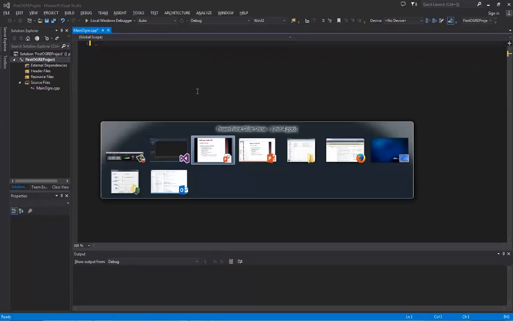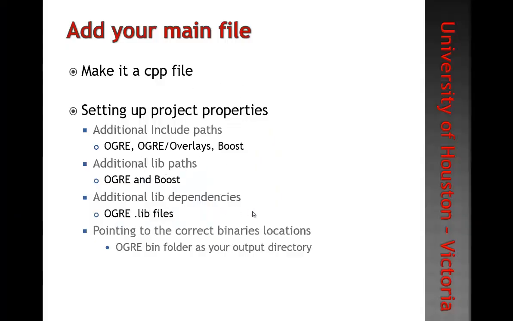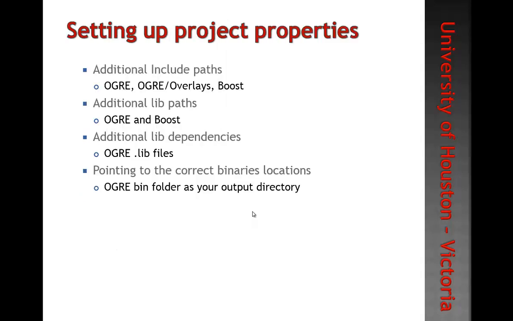So before we go and add our code here, we will have to go ahead and set up our project properties. So the things that I need to take care of setting up my project properties are include the additional paths that Ogre uses, so I can point to objects and functionalities from Ogre. Then add my additional library paths where the Ogre and Boost libraries are, and then our dependencies, which are going to be in the form of static lib files, and then point to the correct binaries location so that my project, the executables, are accessible when I run my project.